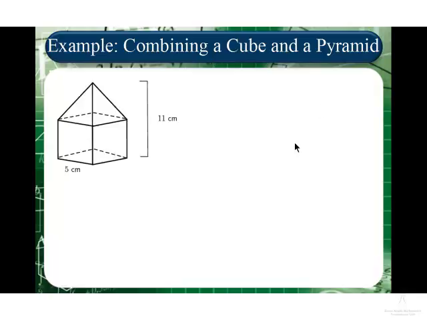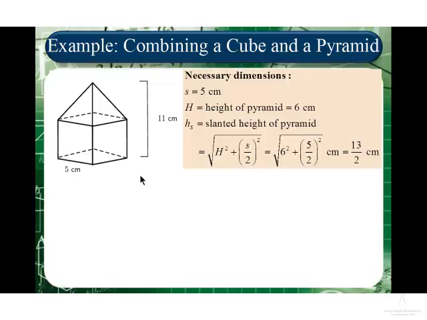In this example, we look at the case where we combine the cube and the pyramid. So here we have the combined solid where we combine the cube and a square pyramid, as we have seen before, on top of the cube. The total height is given as 11 centimeters. That is from the bottom, the base of this particular cube, to the apex of the square pyramid that is placed on top of the cube. The side length of the cube is 5 centimeters.